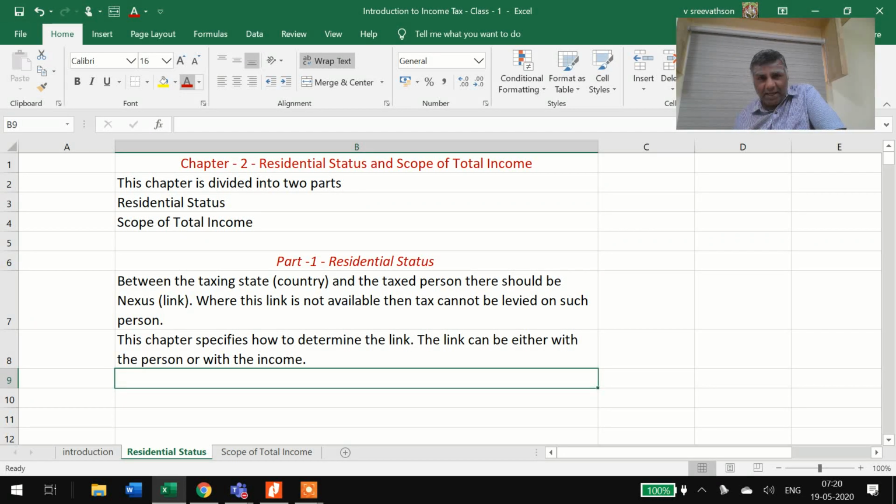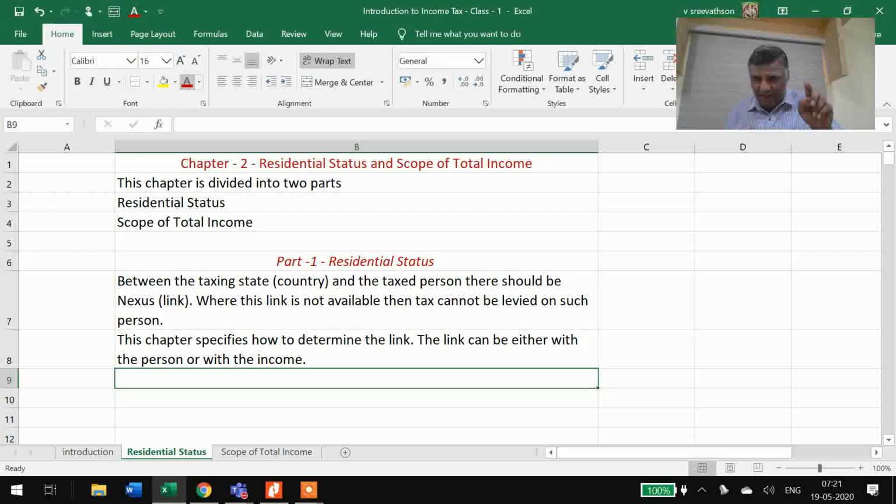Suppose let us take the same person as an example. Ram Kumar performs a concert outside India and earns income. The Indian government will tax that income because, boss, you're my man. With the person or with the income.